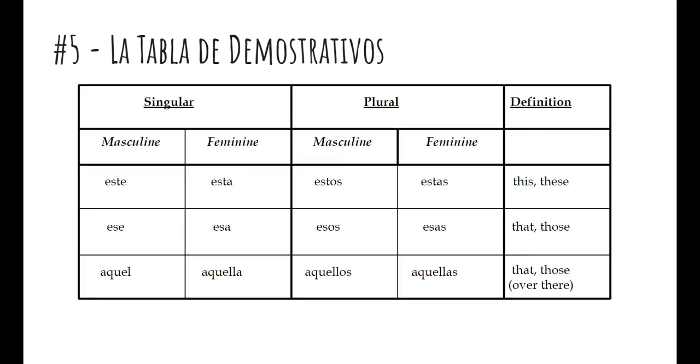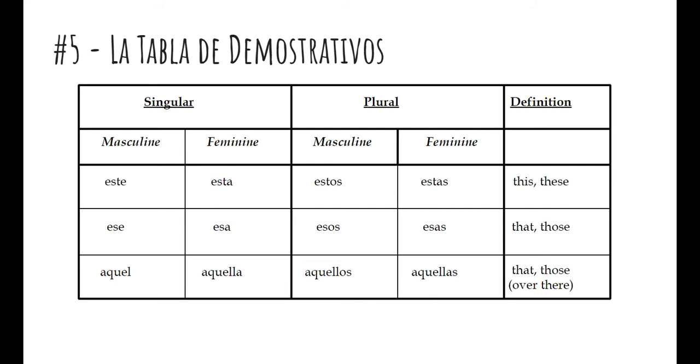All right, so here is our chart for demonstratives. It's kind of a complicated, different looking chart, but really what I want you to focus on is each line. So you've got the this, these, you've got the that, those, and the that, those over there. So the this and these, the this is going to be either este or esta. The these is going to be either estos or estas. The that is going to be either ese or esa. The those is going to be either esos or esas. And finally, that over there would be either aquel or aquella. Those over there would either be aquellos or aquellas.